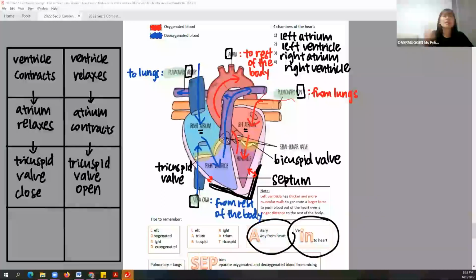Okay, next, you also need to know that there's one more valve. Oh yes, I missed out going through. There are two more valves over here. Can you see these two valves? These two valves are the ones that exit the heart. So if you are exiting the heart, it will be called the semi-lunar valve. So you also need to know what happened to the semi-lunar valve. It will be similar to the atrium and ventricle. It will always be directly opposite.